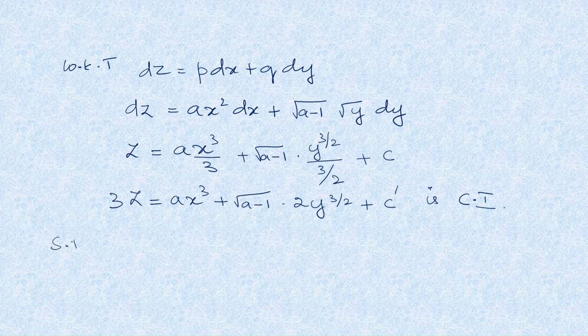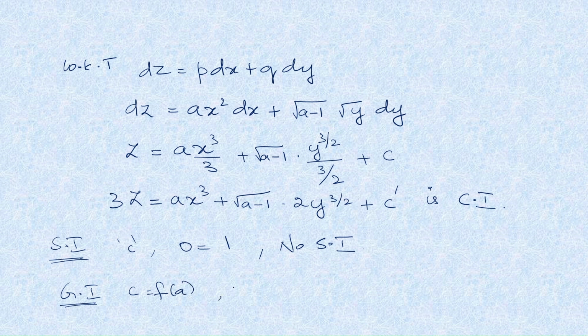Next is the singular integral. By differentiating with respect to c, we get an absurd result. So there exists no singular integral. And the general integral, we obtain it by putting c is equal to f of a, differentiating with respect to a and eliminating a, we obtain the general integral.